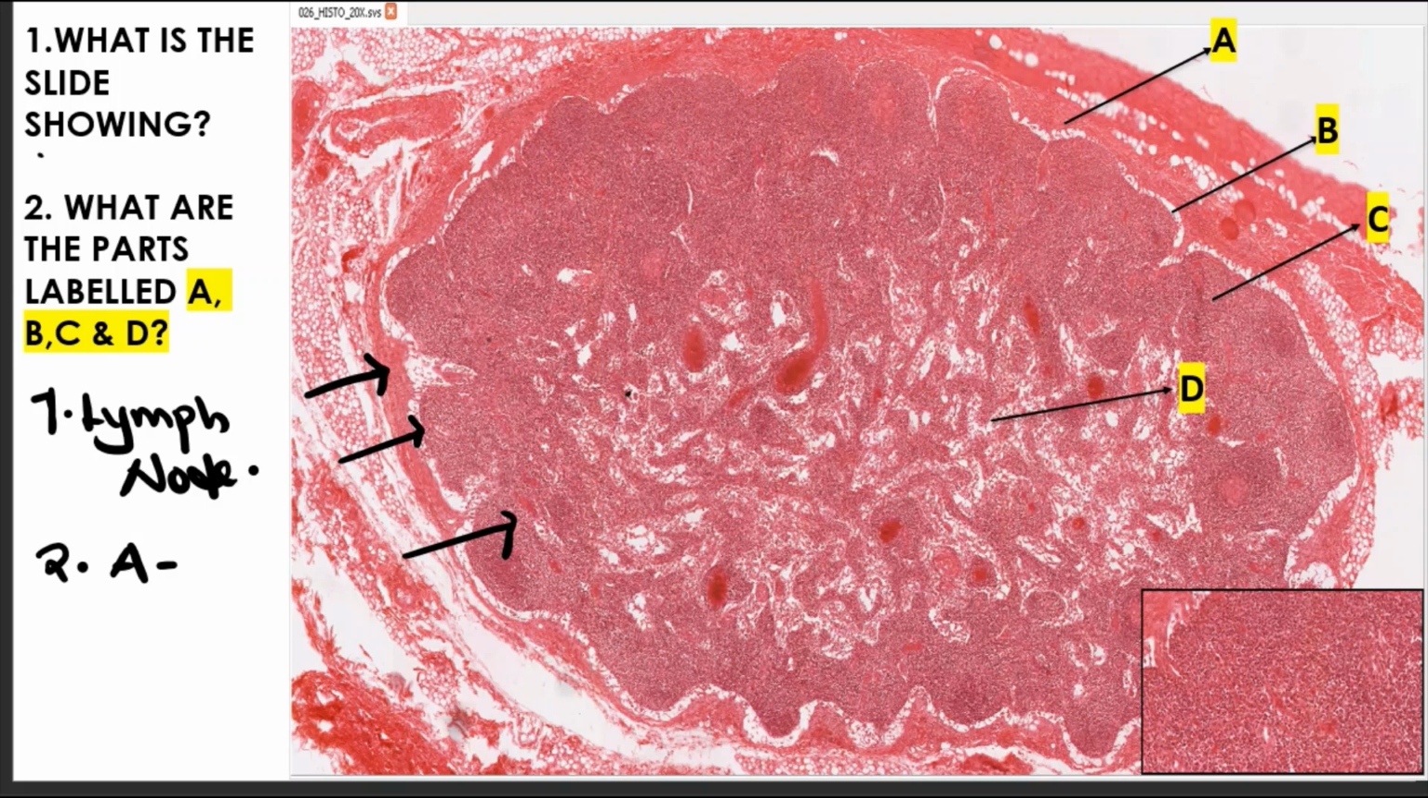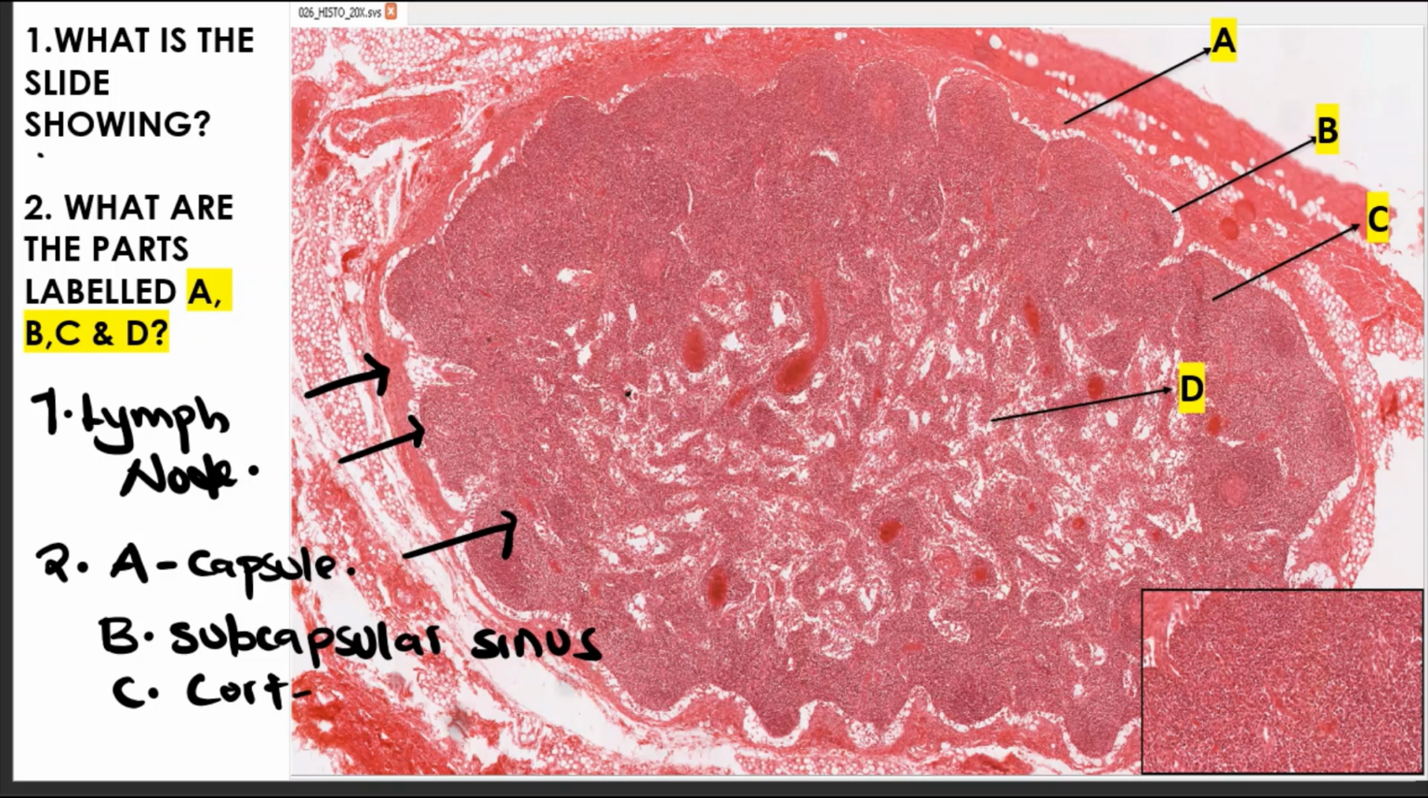2. What are the parts labeled A, B, C, and D? A is a capsule. B is a space beneath the capsule. It is known as the subcapsular sinus. C is the cortex. And then D is the medullary sinus. So it is a sinus in the medulla. It is known as the medullary sinus.